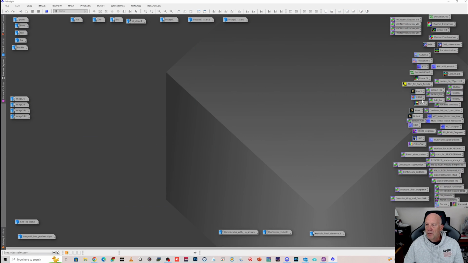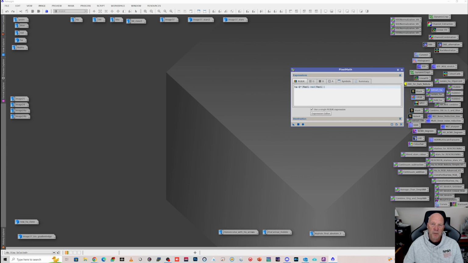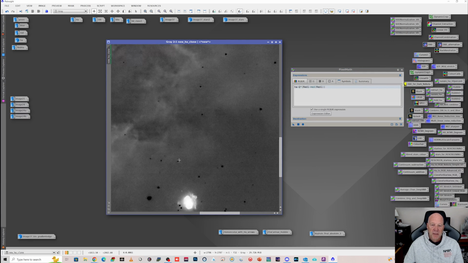I ended up using this equation, which I showed you in my previous image for M101, where you can vary the symbols there for extracting the HA. And so I ended up with, I think it's this one here. This is with the HA effectively extracted.